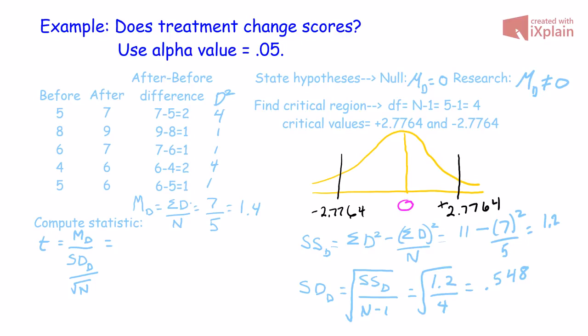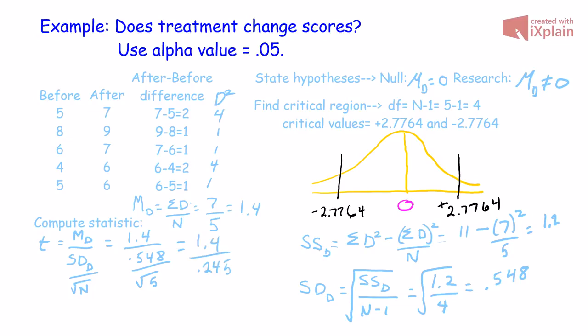So let's substitute in the numbers we have. Again, the mean difference was 1.4. We got that from finding the average of these difference scores. The standard deviation of the difference scores goes right there. And we got that from all of this stuff over here. And n, we of course know because we have 5 pairs of scores.